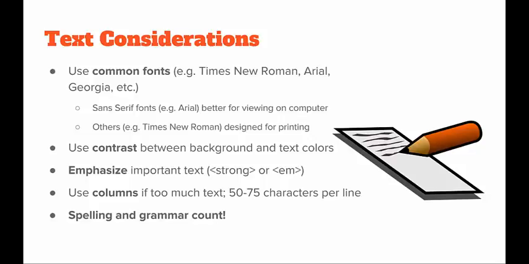You should use columns if there is too much text. Expect that your user will tolerate pretty much 50 to 75 characters per line of text. So if you have a lot of text, maybe paragraphs upon paragraphs, it might be a good idea to break that into columns. And keep in mind that spelling and grammar do count. If you go to a website and there are a lot of spelling and grammar errors, it may cause you to lose trust in the site and lose trust in the information or services that site is providing.